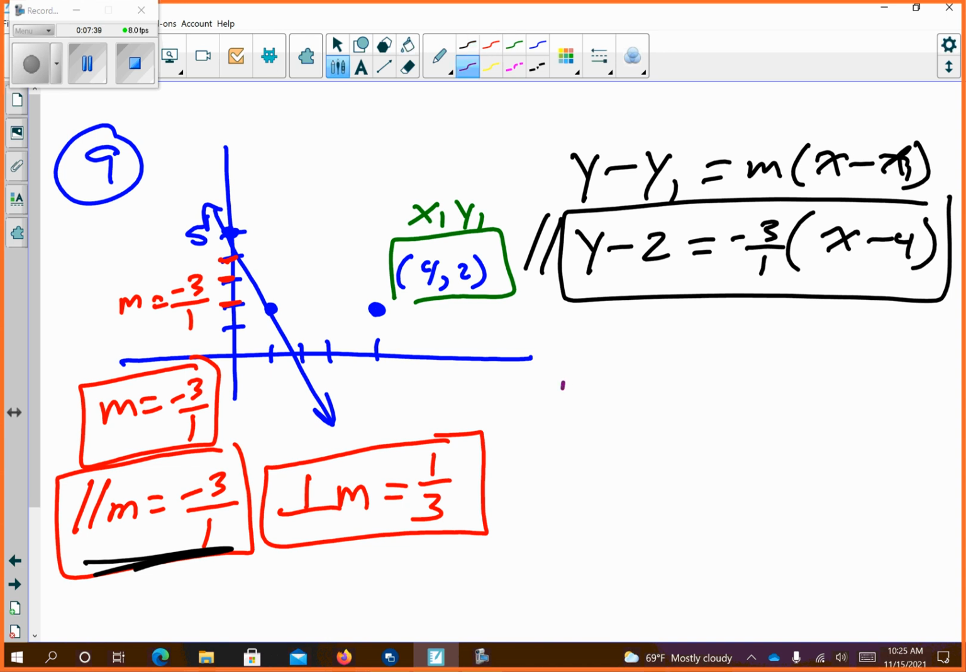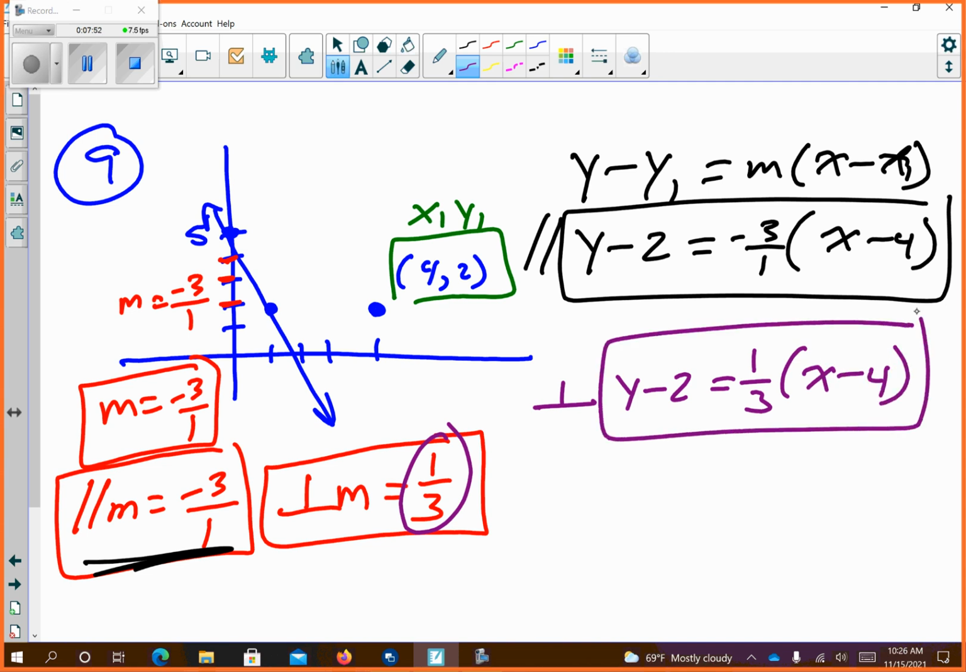And then I want to find the perpendicular line. So again, I'm going to use the same point. So I get y minus 2 equals, and I'm going to use the perpendicular slope, 1/3 (x minus 4). So this, the purple equation, is perpendicular to the blue line. It also goes through the point (4, 2). Okay?